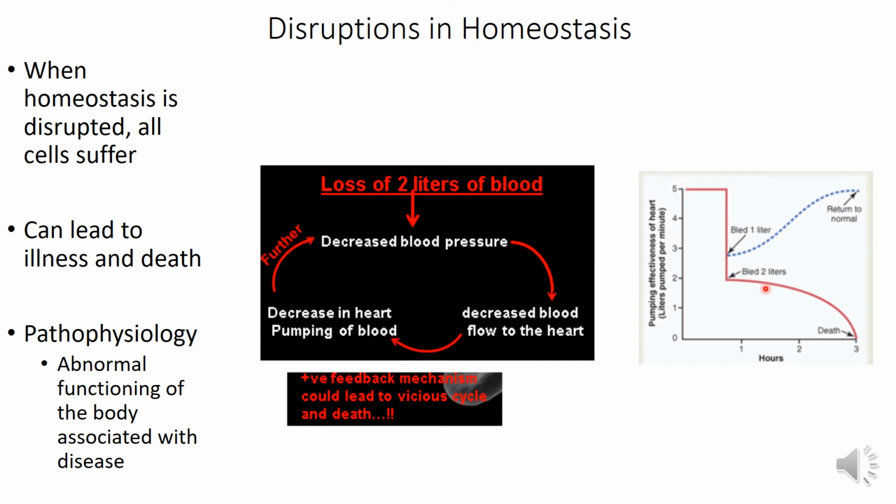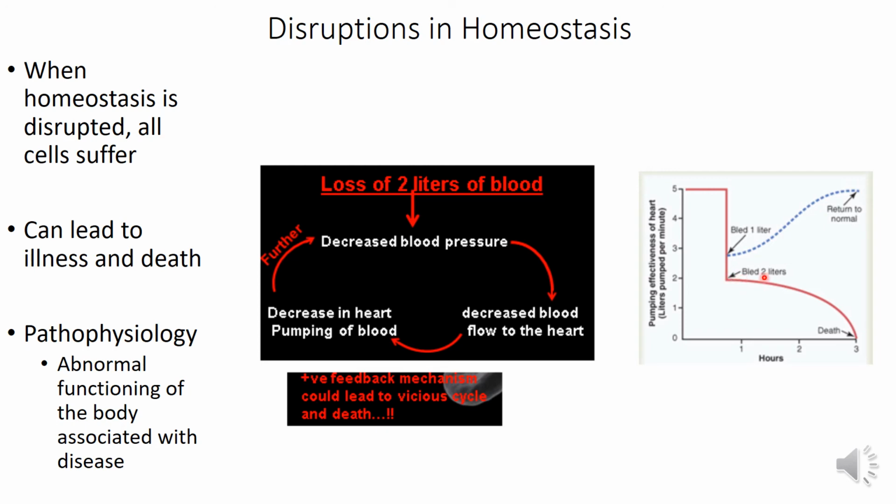And this curve explains what happens if homeostasis is disturbed. So let us see it here. For instance, if the body lost 1 liter, through the negative feedback mechanism the body can correct the situation by increasing the heart rate and increasing contraction in the blood vessels, and this will lead to restoring the blood pressure to normal, or the pumping of blood from the heart.